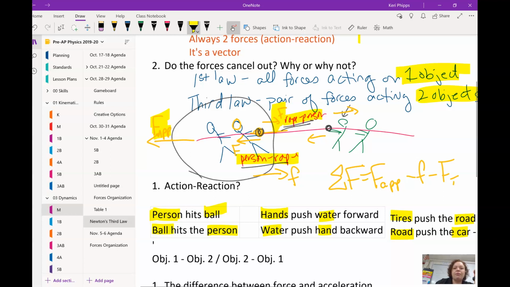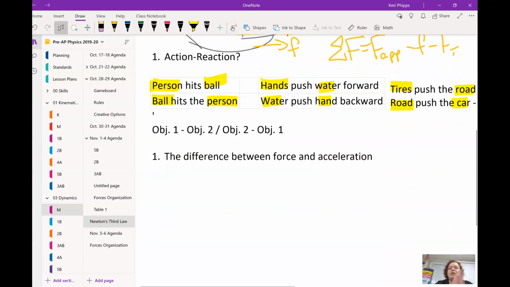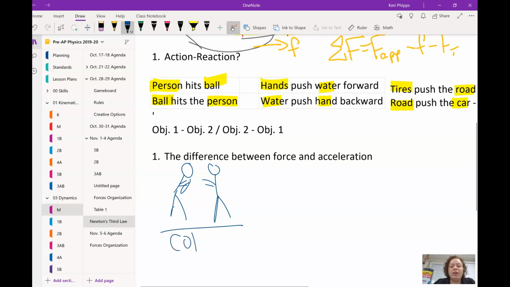Last thing we've got to talk about, the difference between force and acceleration. All right, so you've got a football game, and you've got two people. This person I can't draw. One of them has the ball, and here comes the other person, and they're running to intercept. I'm losing my football words. And then they collide.